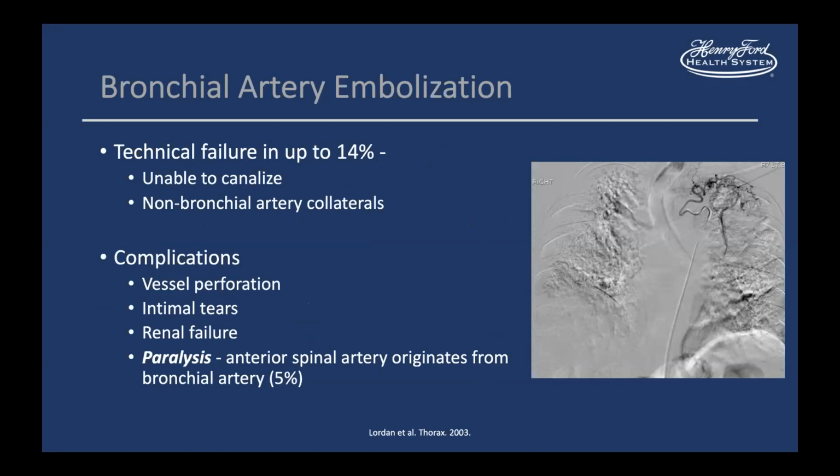And then complications include vessel perforation, tears, renal failure due to contrast. And the one that IR probably brings up the most, and probably the most severe, is paralysis. So about 5% of the time, an anterior spinal artery will come off a bronchial artery. And obviously, if you embolize that, then you lead to paralysis in these patients.